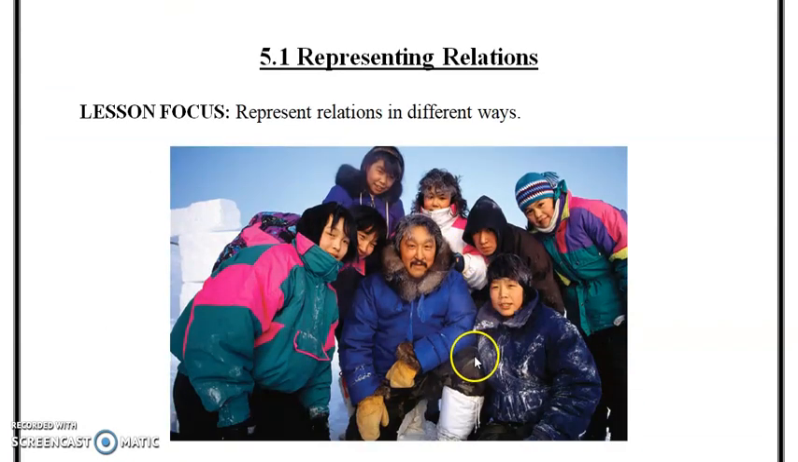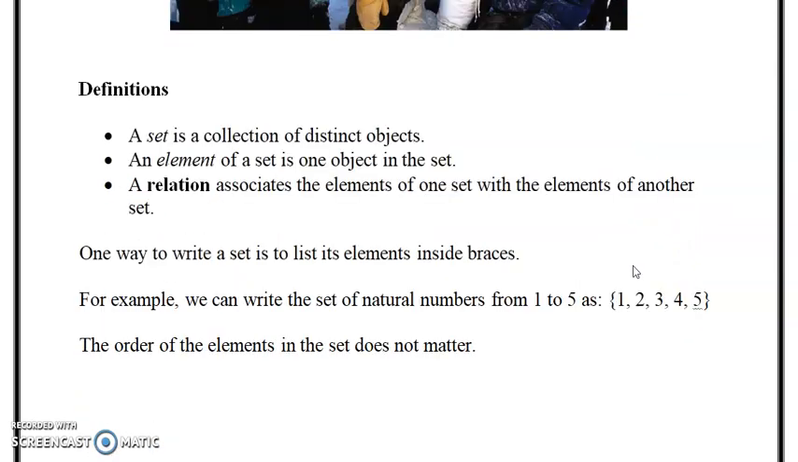The first section we're going to do today is 5.1, how do we represent relations? So, different ways to represent relations. Some of the definitions, so we'll be using these terms as we work through the chapter. A set is a collection of distinct objects. An element of a set is one object in that particular set. And a relation associates the elements of one set to another.